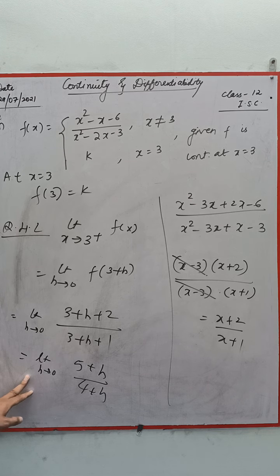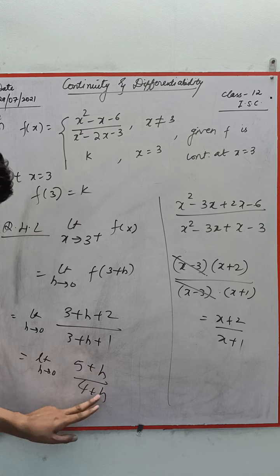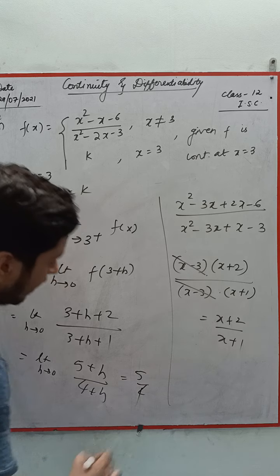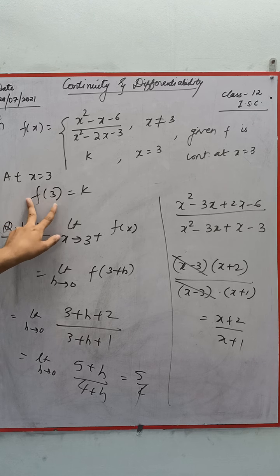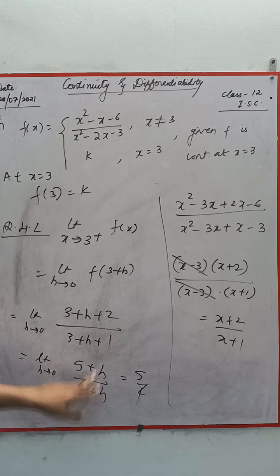Now apply the proper limits. In place of h we will put 0. We got 5 by 4. Now we can equalize this with the RHL. So k is equal to 5 upon 4. This is the answer. I hope you have understood.